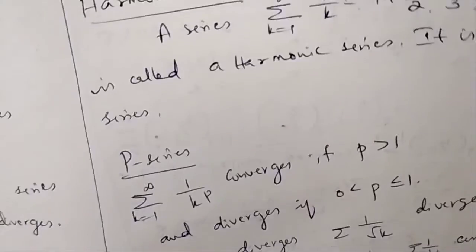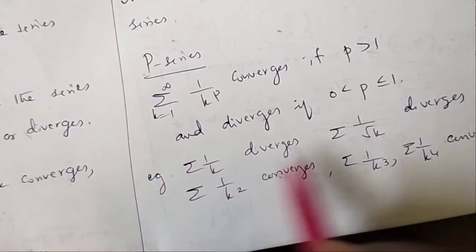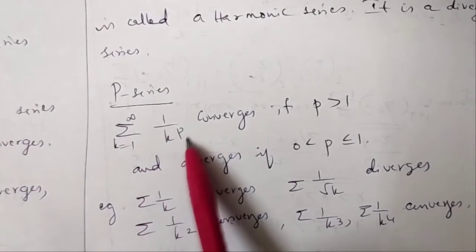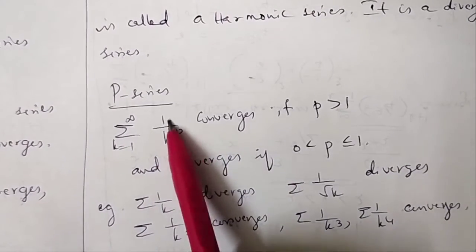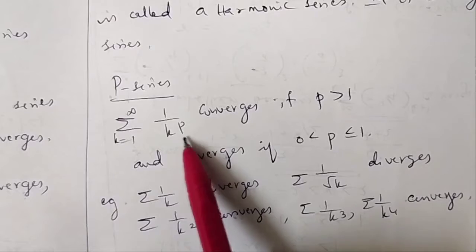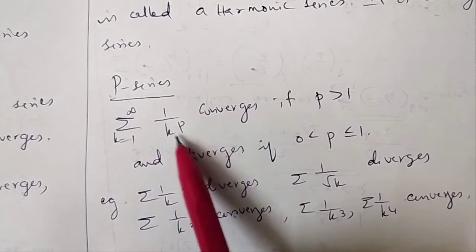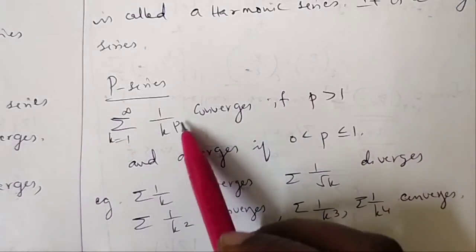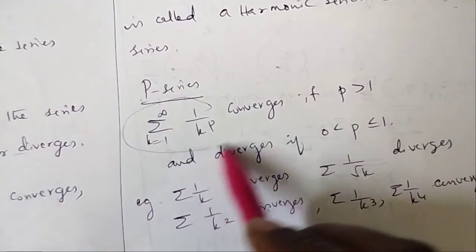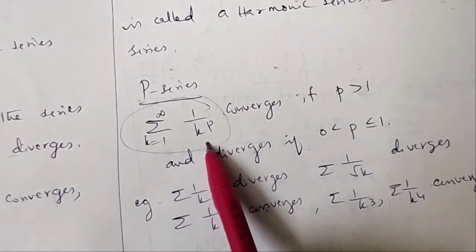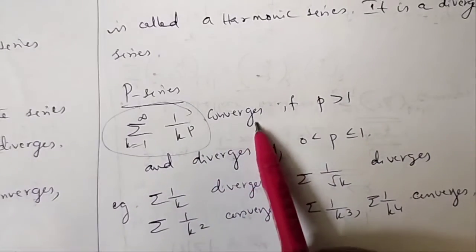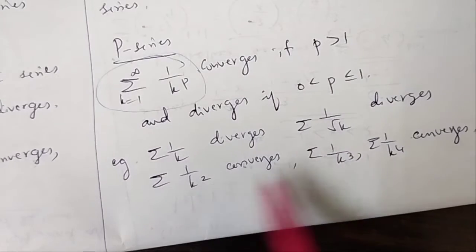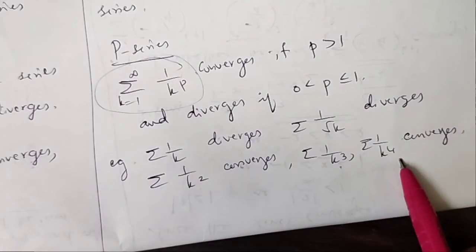Then the P series. What is meant by the P series? The P series is sigma k from 1 to infinity of 1 by k raised to p. K raised to p means it may be 1 by k, 1 by k square, 1 by k cube, etc., or 1 by root k, k raised to half, k raised to 1 by 3, etc. also. So what about the convergence of the series sigma k from 1 to infinity of 1 by k raised to p? This series converges if p is greater than 1. That means sigma 1 by k square converges, sigma 1 by k cube, 1 by k raised to 4, etc. are all convergent.